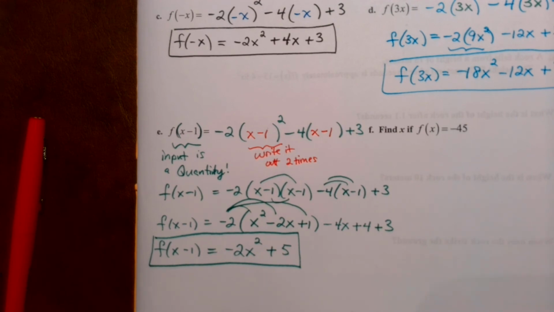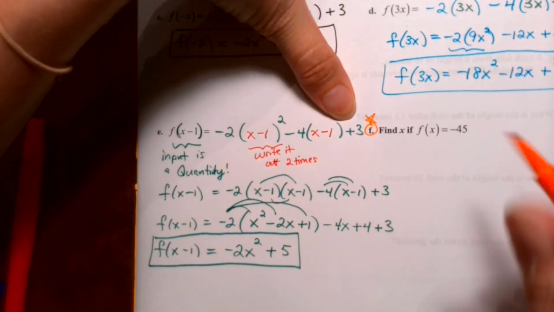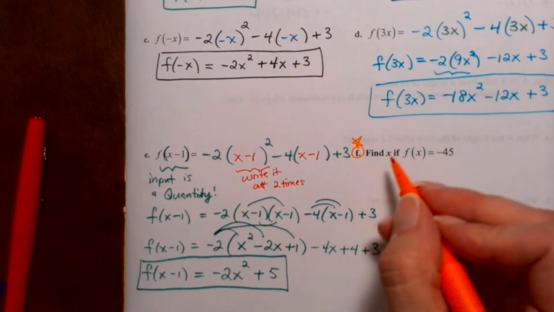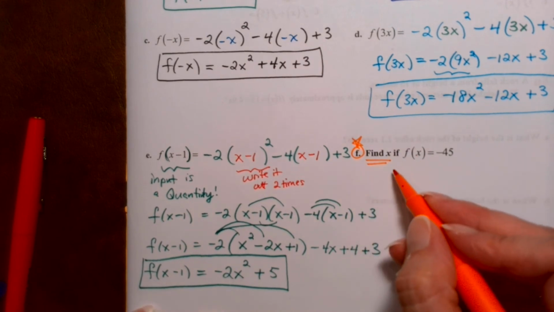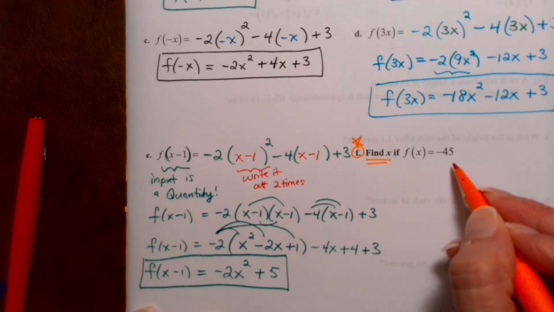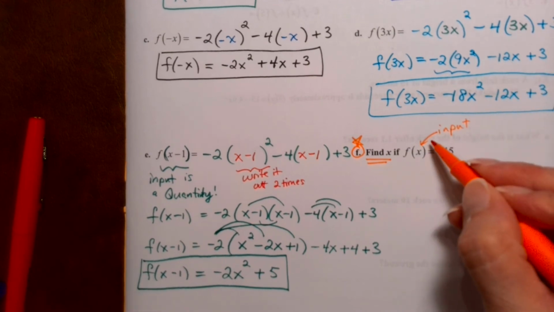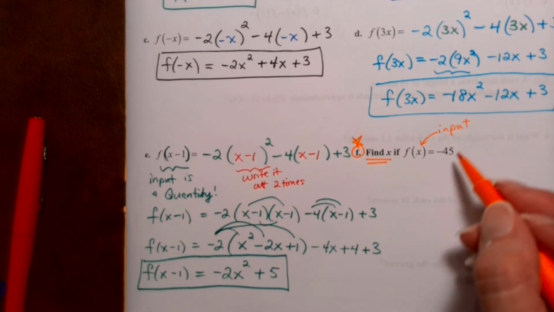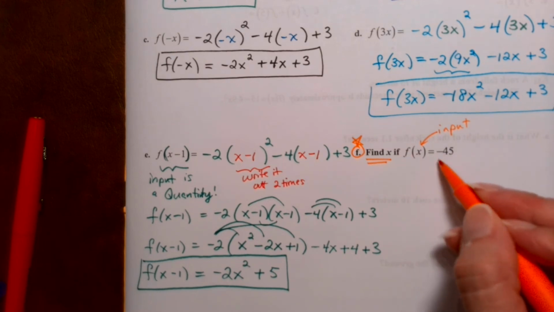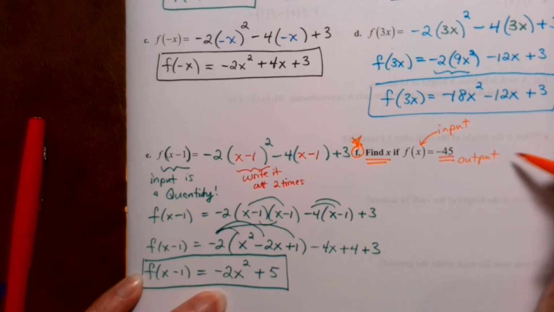This last one right here, I think I'm going to have to get out an orange color and put a little star by it. This one is a different kind of problem. Let's look at this closely. Find x. If f of x equals negative 45, x is the input. Find the input. Well, what's negative 45? f of x equals negative 45, so negative 45 is the output.